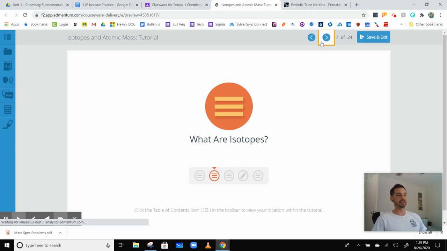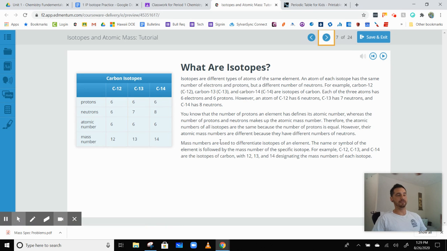So again, isotopes, as I said, are atoms that have a different number of neutrons but the same number of protons. So for example here, there are 3 different isotopes of carbon: carbon 12, carbon 13, and carbon 14. They all have 6 protons, as you see, but the number of neutrons differs. Okay, 6, 7, 8. The atomic number is 6 for all because they have the same number of protons, and then the mass number changes. Okay, that is the definition of isotope.